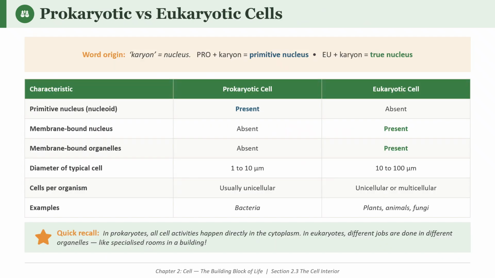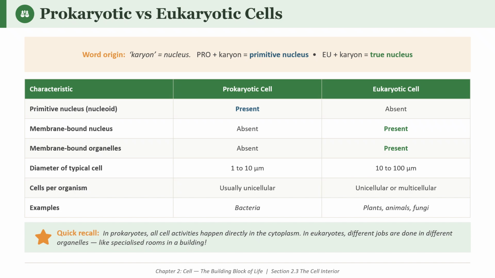We are going to see the difference between prokaryotic and eukaryotic cells. So you should understand what a prokaryotic cell is. See, pro means primitive. So these cells, the prokaryotic cells, lack a true nucleus, and membrane-bound organelles are also not present here.